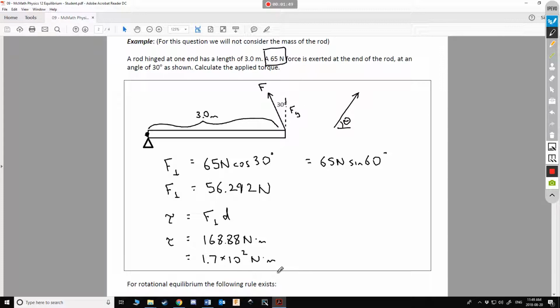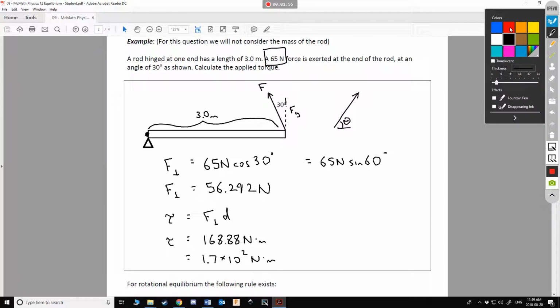Now we have to be careful with these units. You may have seen a Newton meter before. That's when we talk about energy in grade 11. Work is equal to force times distance. And if you remember, work is just, that would come out to be a Newton meter as well. We call this particular Newton meter a joule.